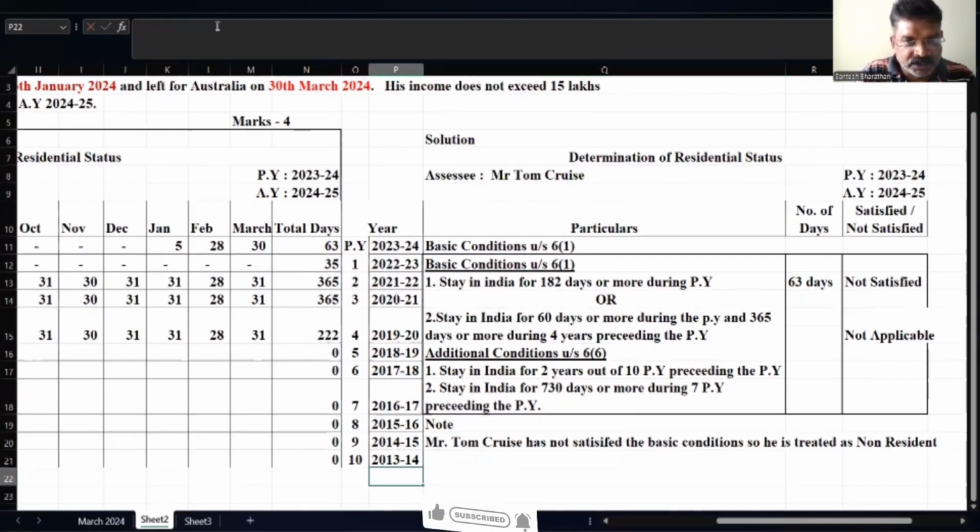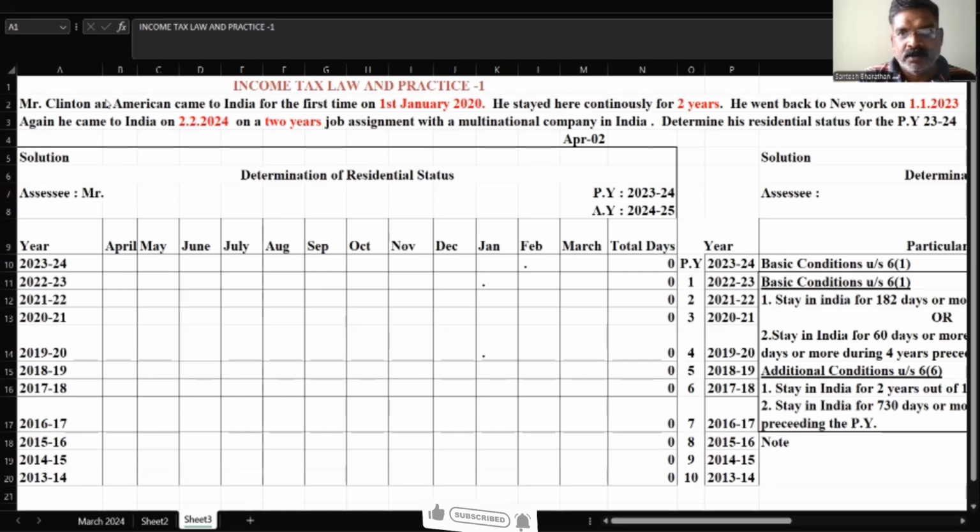Hope so, children, you have understood. Okay, the next problem. This problem appeared in the exam in April 2022, and it carries 4 marks in Section B. I'll just read the problem, and then according to that, we will solve it.